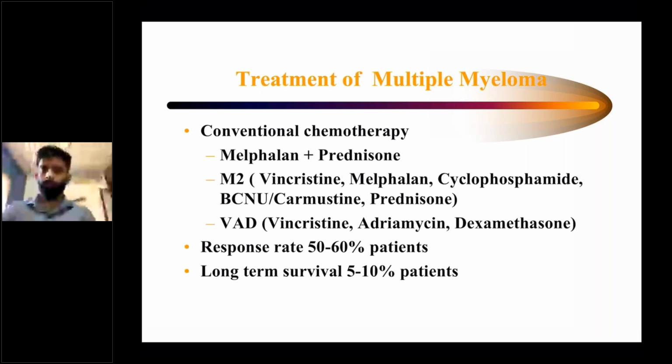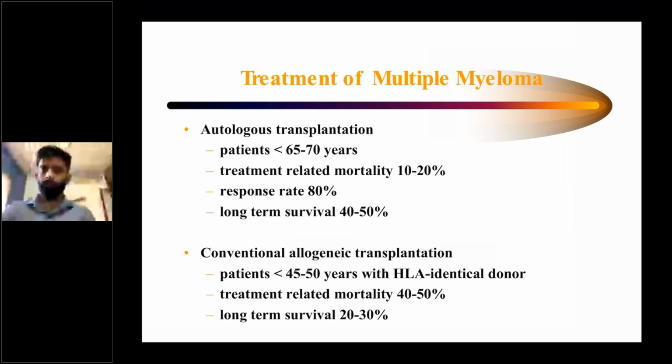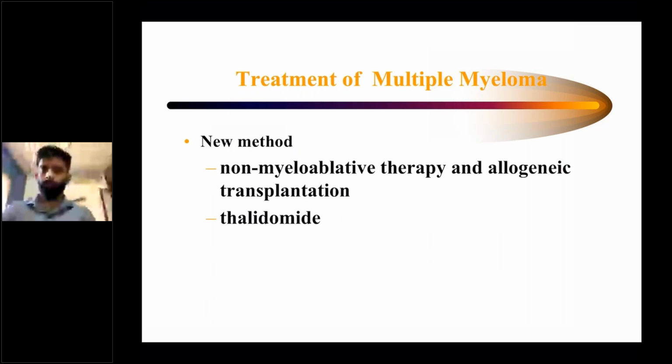Long-term survival is only 5 to 10%. You have autologous transplantation, which will increase the long-term survival to 40 to 50%. And conventional allogenic transplantation, which will increase the long-term survival to 20 to 30%. The new method is non-myeloablative therapy and allogenic transplantation and thalidomide.